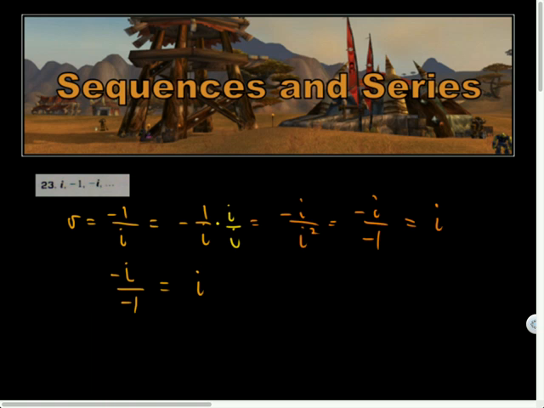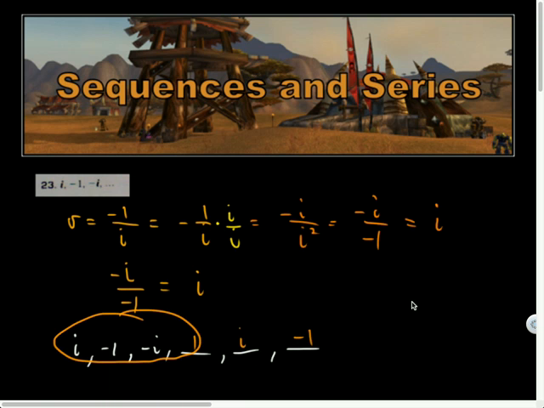So now we can figure out the next three terms in our pattern. We have i, we have negative 1, we have negative i, and this is hopefully a pattern we know if we happen to know i powers. i times negative i, or i to the fourth, is going to be 1. i to the fifth will be i, and then negative 1, negative i, and it's actually repeating these four terms infinitely.